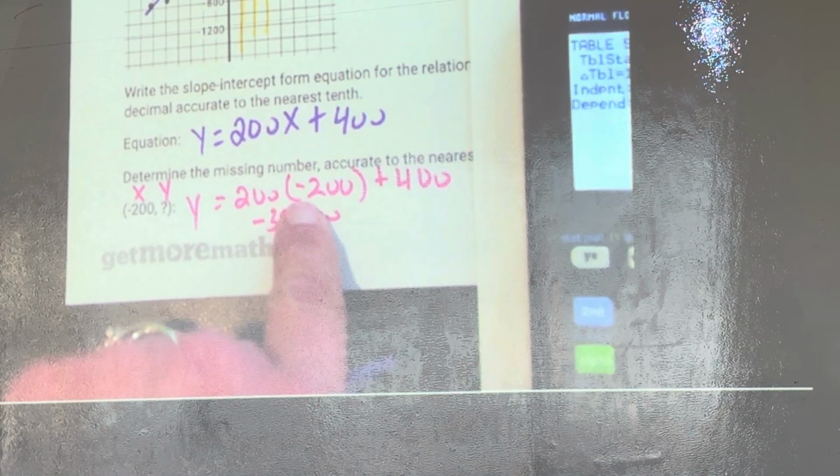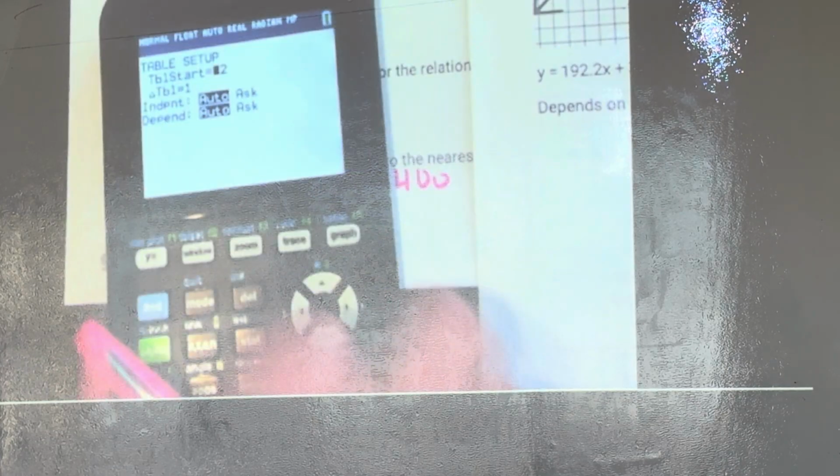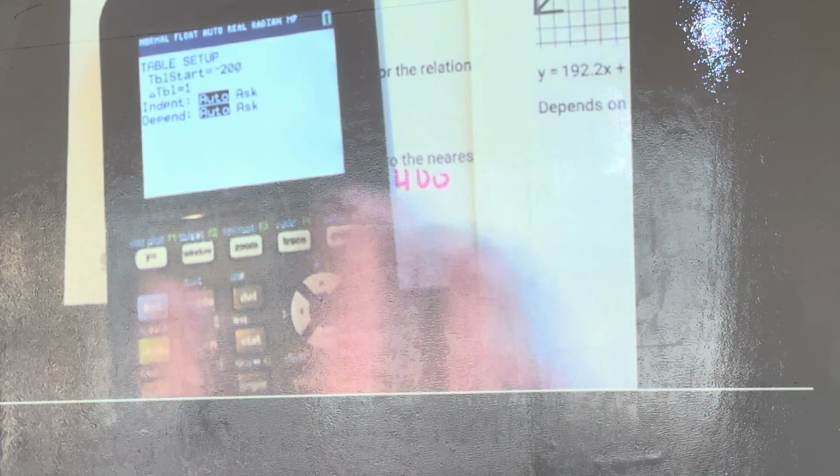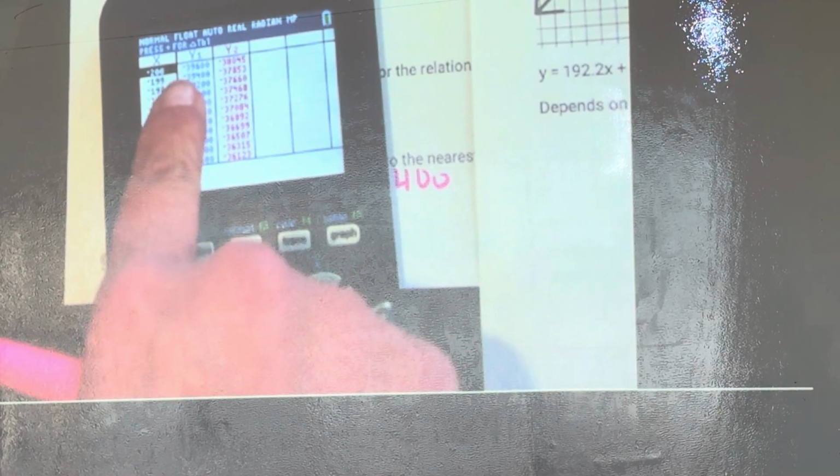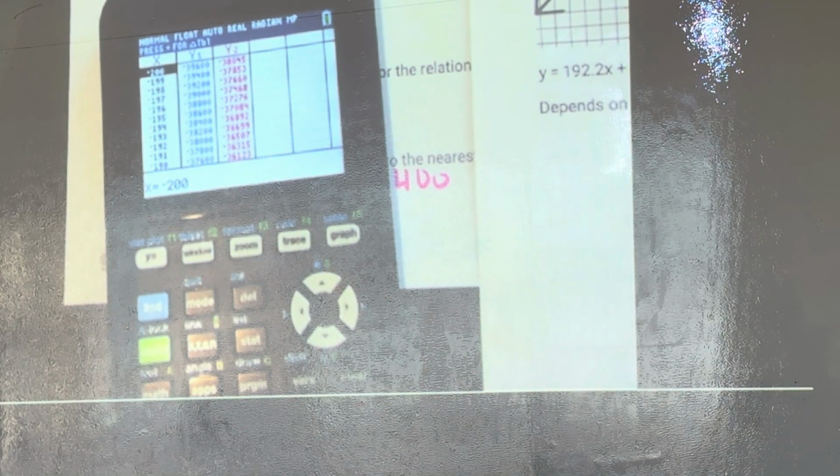Okay, so let's see what the calculator does, let's put in that negative 200 again. So I'm gonna go second table set. And I'm gonna start at negative 200 and let's look at our answers. So I'm at negative 39,000 versus negative 38,000, pretty close. So we're about, what, 400 off? So is that a lot?